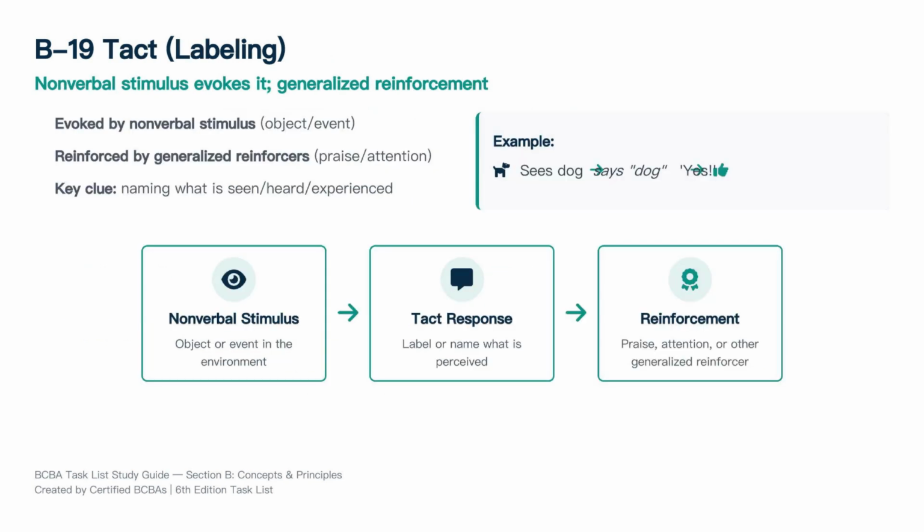A tact is language about what's there. It's evoked by a nonverbal stimulus in the environment, an object, event, sensation, and it's reinforced by generalized reinforcers like praise or attention. So when the stem screams labeling what they see/hear/experience, and the consequence is social reinforcement rather than getting the item, you're likely in tact territory.